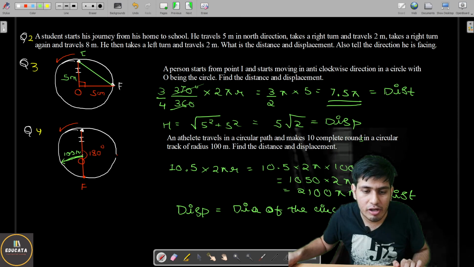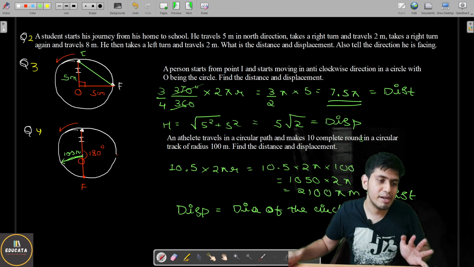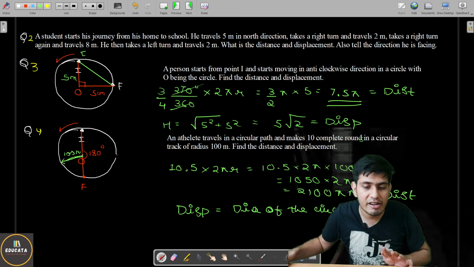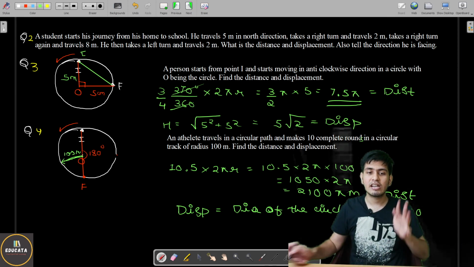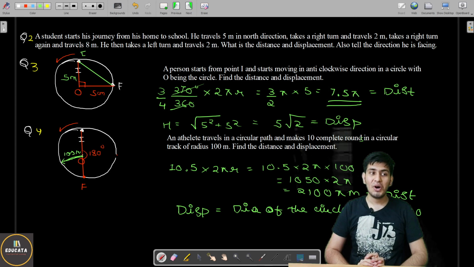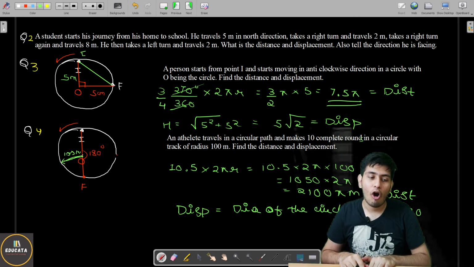Which is equal to what? Displacement becomes 100 plus 100, which is equal to 200 meters. So 200 meters is the displacement covered by the body. I think that you got all my points.